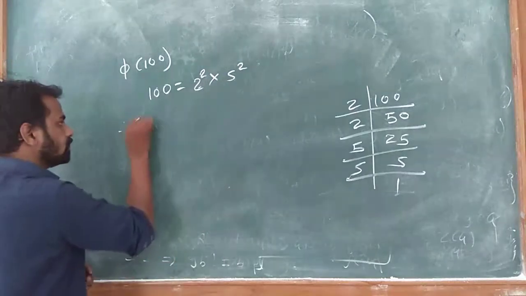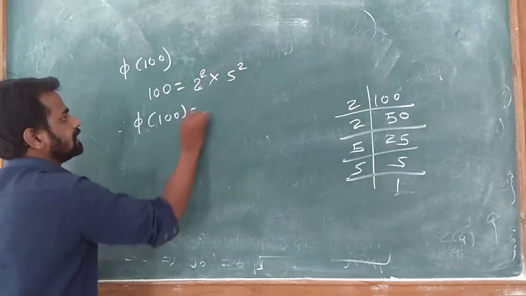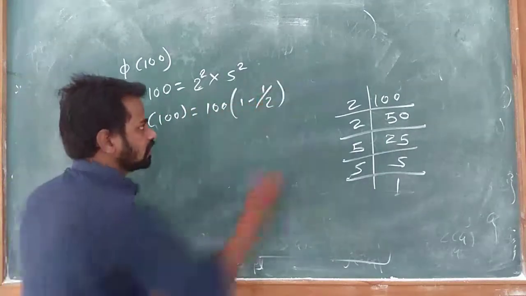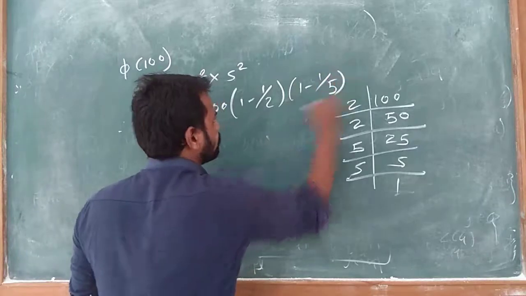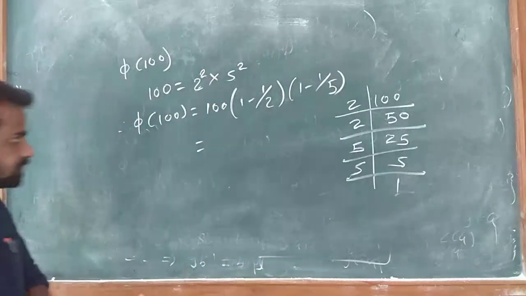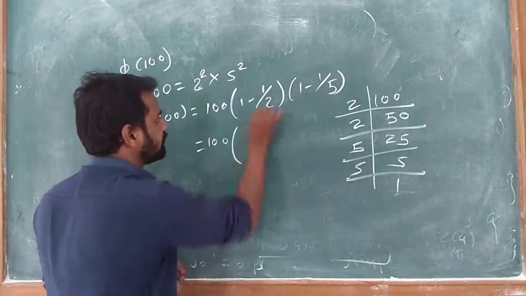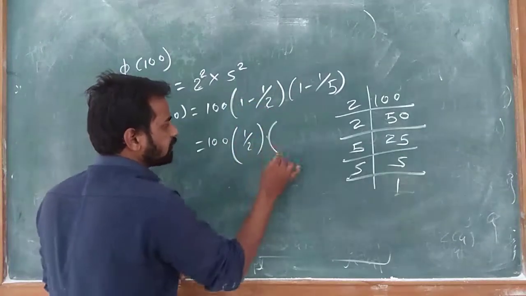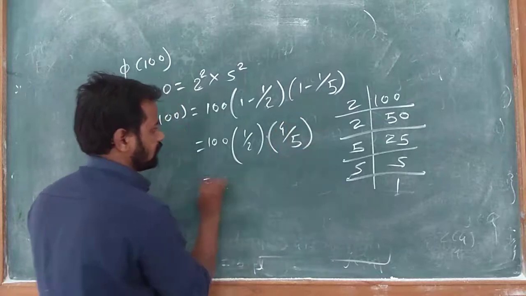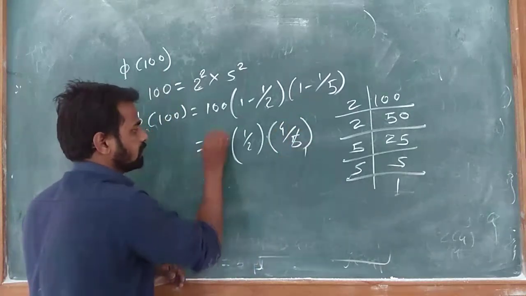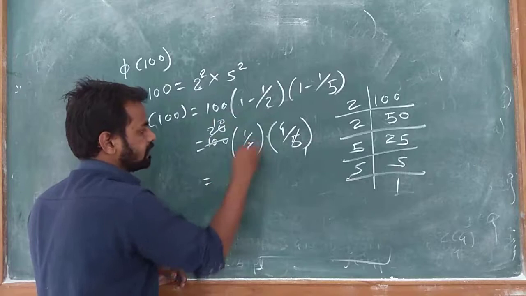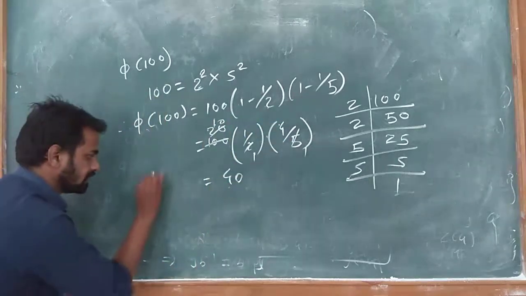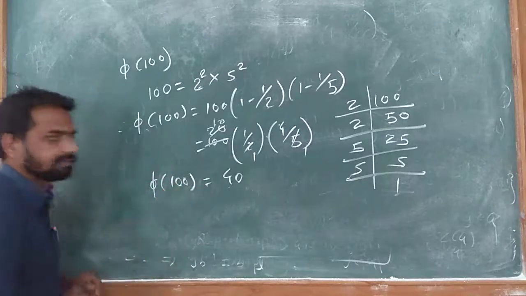Therefore, phi of 100 is equal to 100 into 1 minus 1 upon p1, that means 2, into 1 minus 1 upon 5, is equal to 100 into, 1 minus 1 by 2 is equal to 1 by 2, and 1 minus 1 by 5 is equal to 4 by 5. So phi of 100 is equal to 40.